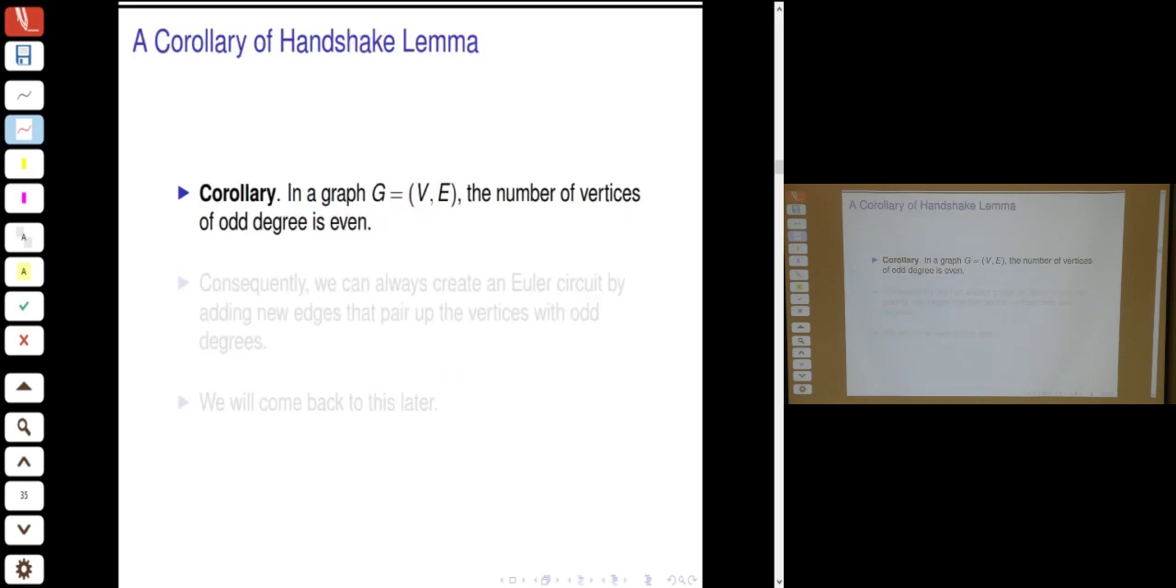So here is a simple corollary of the handshake lemma in relation to the question of odd and even degrees that we were studying. In any graph, the number of vertices of odd degrees is even. Okay? So, let us do a simple calculation. The sum over vertices v of the degree of v is 2 times the number of edges, right.